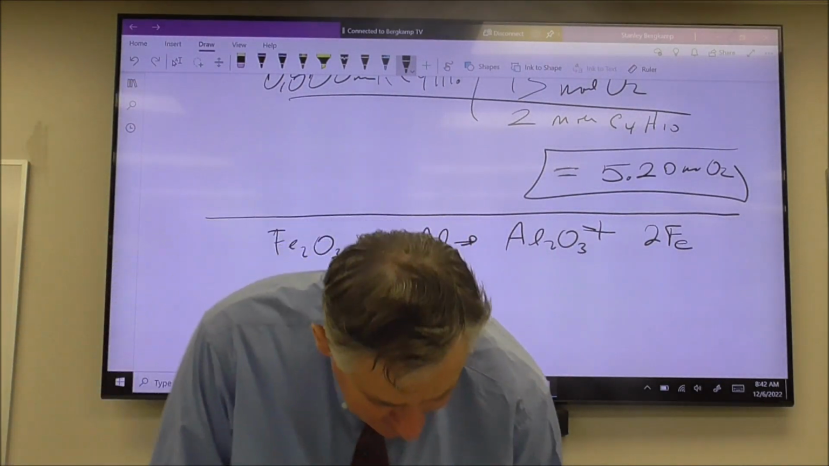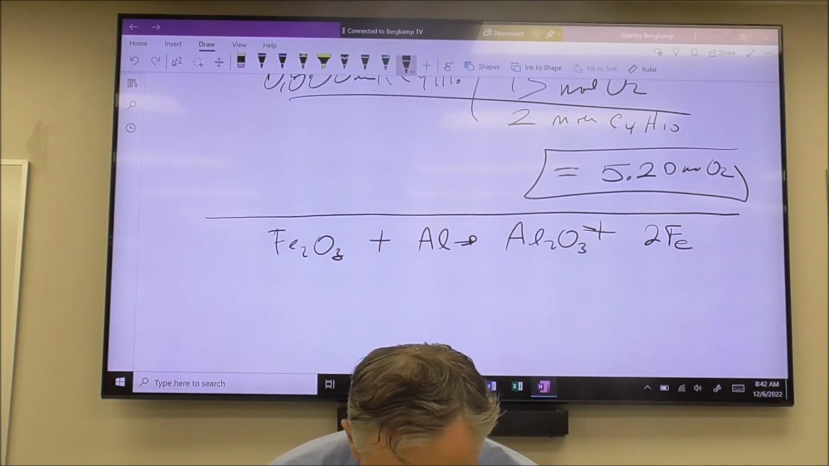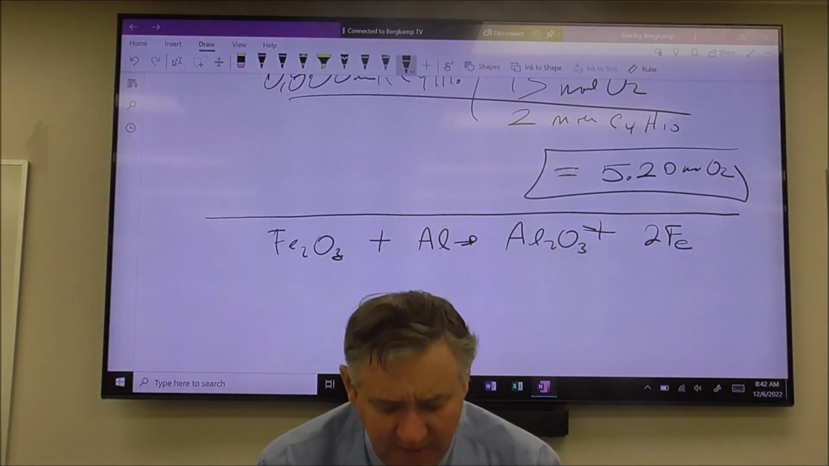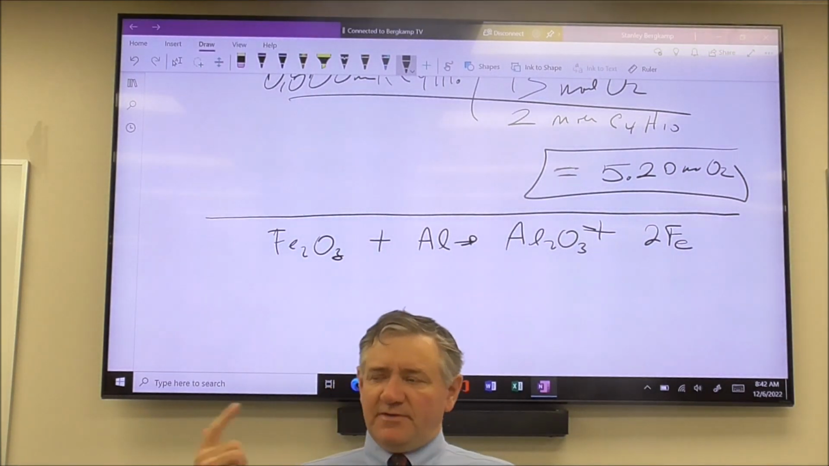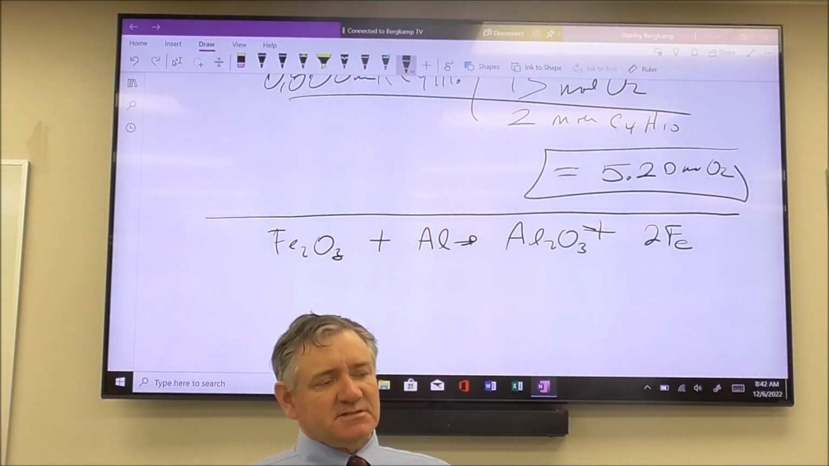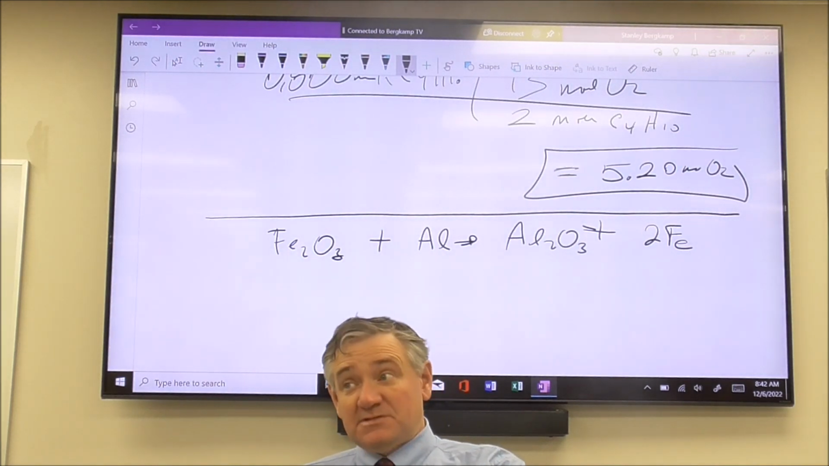Okay, now, let's talk about this next reaction. This next reaction is what's known as a thermite reaction. And even though it is a single displacement reaction, it is one of the very, very few single displacement reactions that can happen with solids, okay? So, this is what I'm going to show you right here.